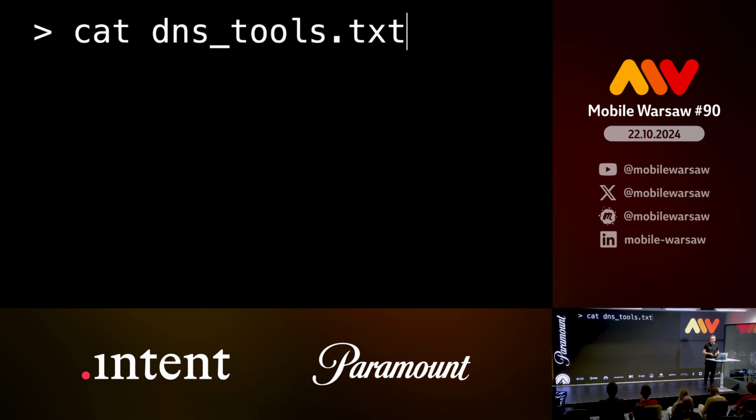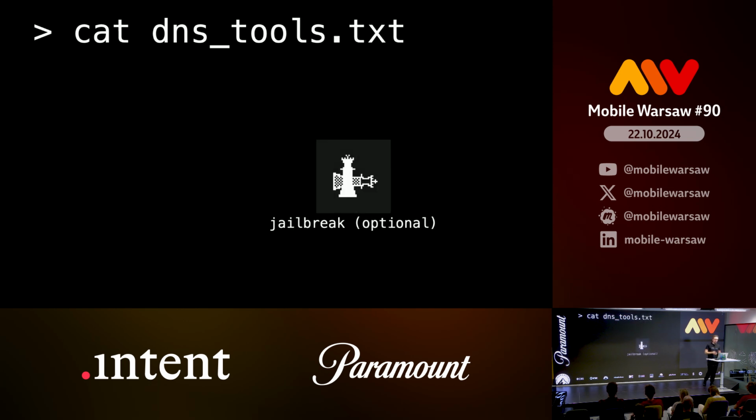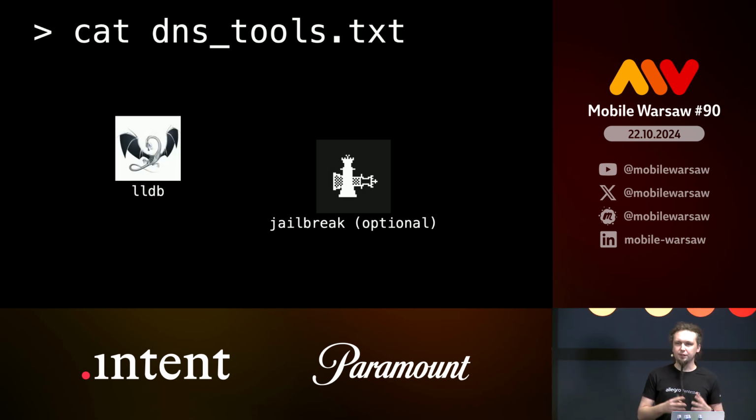What tools do you need? The first tool is a jailbreak, but it's really optional, because if you want to eavesdrop third-party apps, you would need a jailbreak to connect with the debugger. But if it's your app and you just want to intercept all the traffic from that app, a jailbreak is not really required. And of course, you need a debugger, in this case, LLDB. For this presentation, I have LLDB already connected to the Chemu app that is running on a jailbroken device.